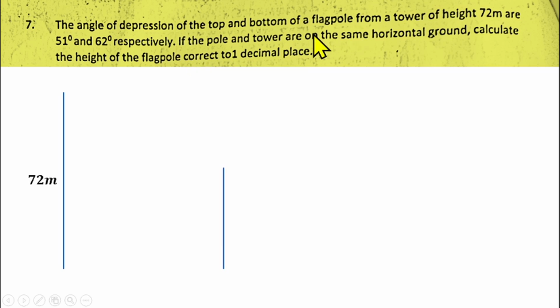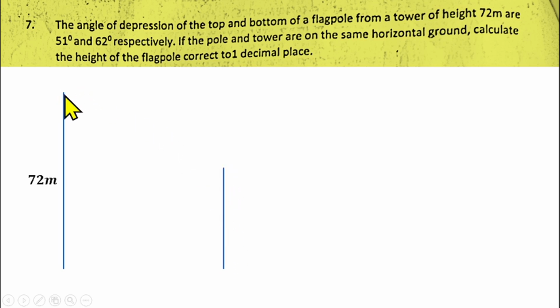The question says the angle of depression of the top and bottom of a flagpole from a tower. So that means somebody on the tower is observing the top and the bottom of the flagpole. This is the flagpole here, and the angle of depression is from the top of the tower. Somebody is on the tower here, observing the top and the bottom of the flagpole.